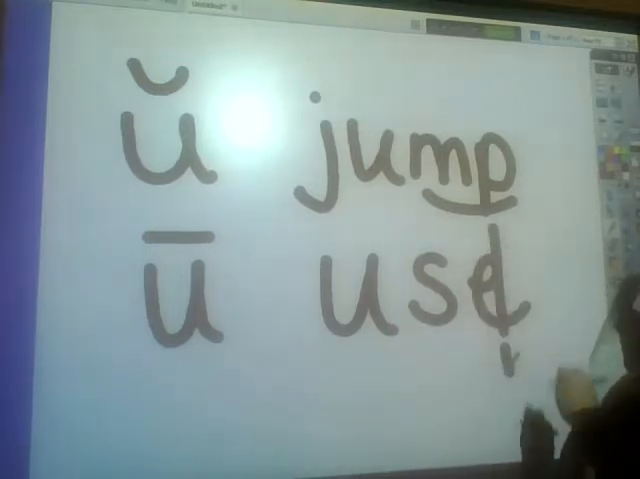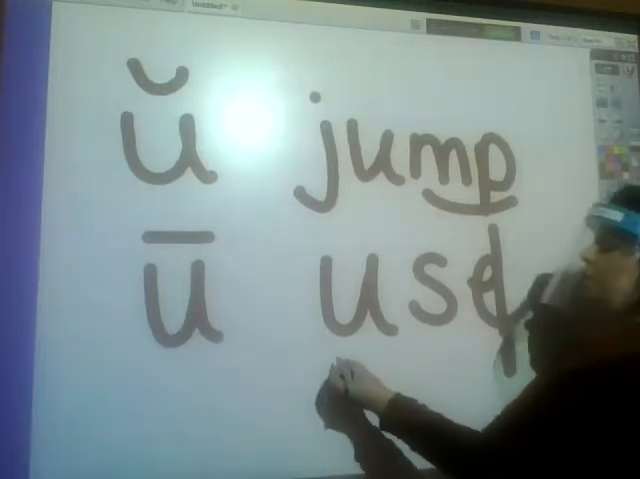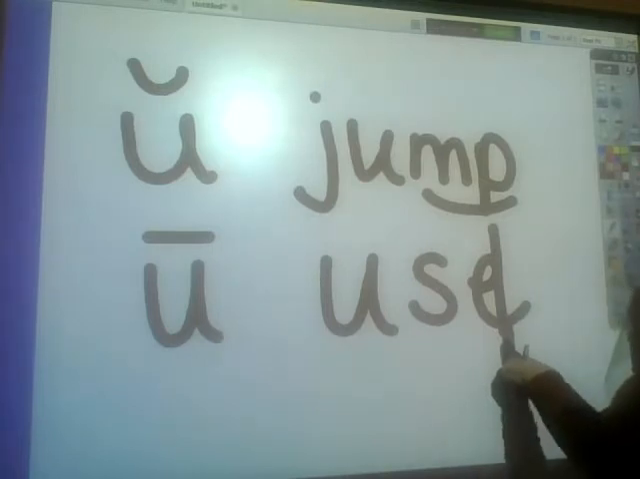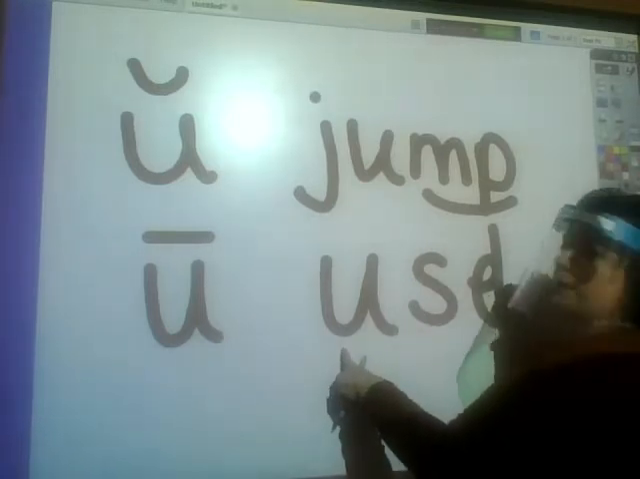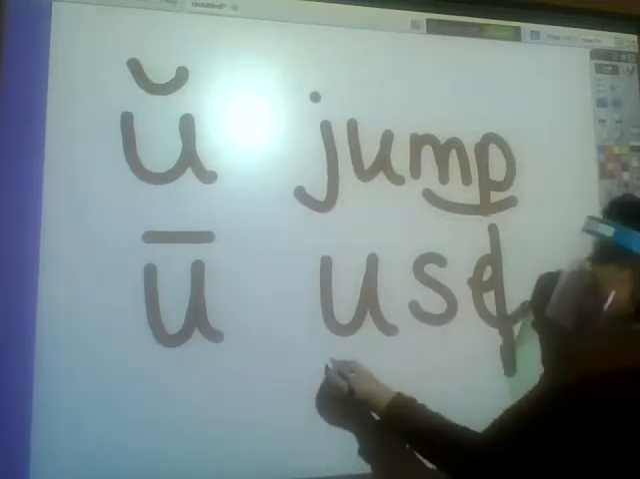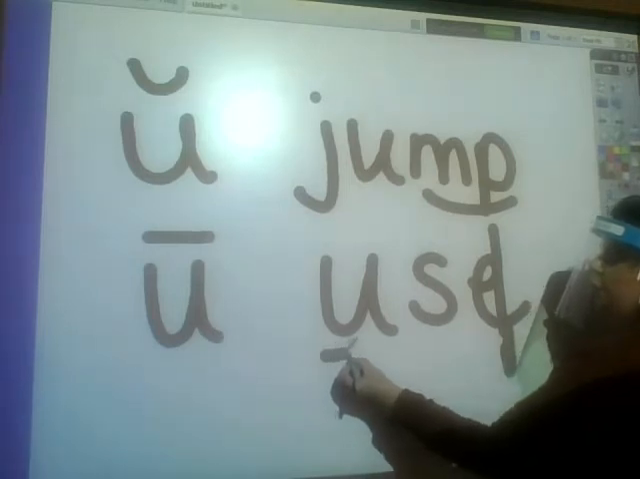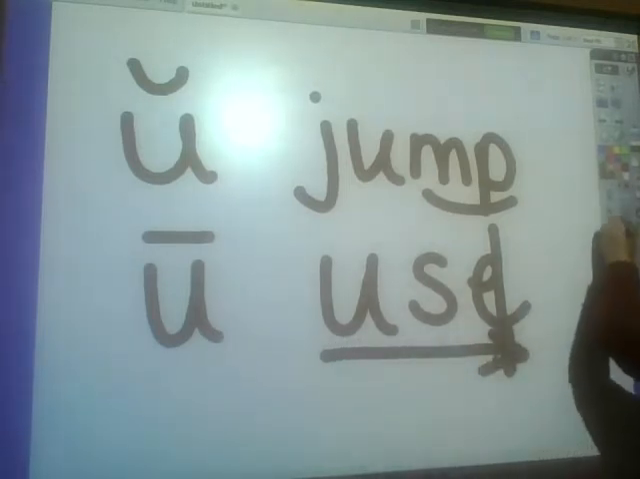So I'm going to draw a line through this. Whoops. That's going to show us that when we say this word, even though this E is important, it tells us to say the vowel's name, use. We don't say the E at the end. So let's sound that out. Use, right? Let's look at another word.